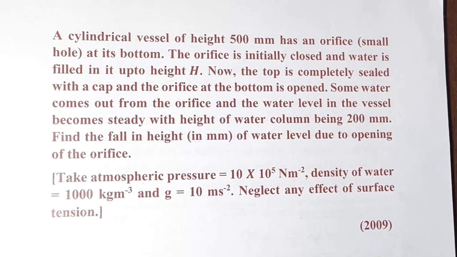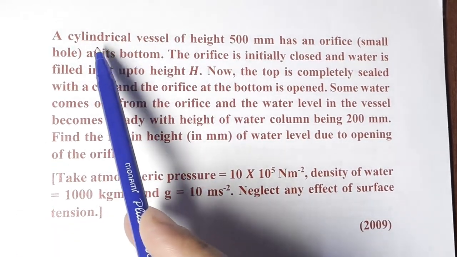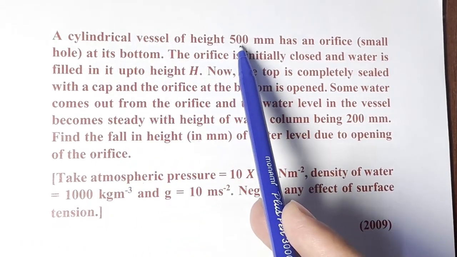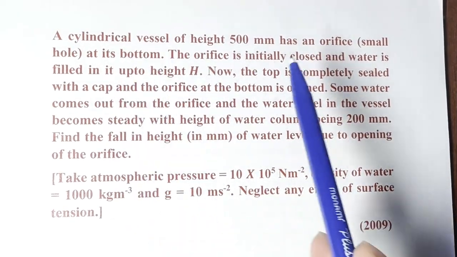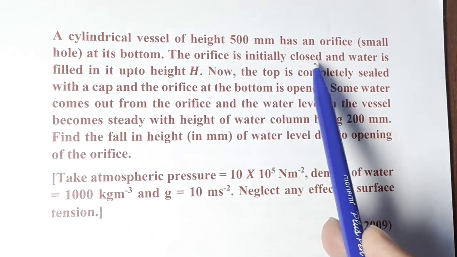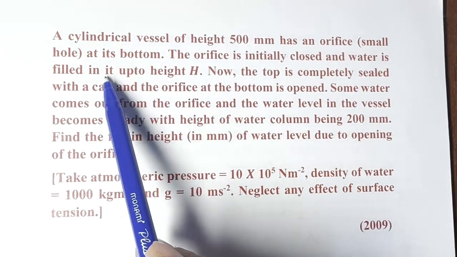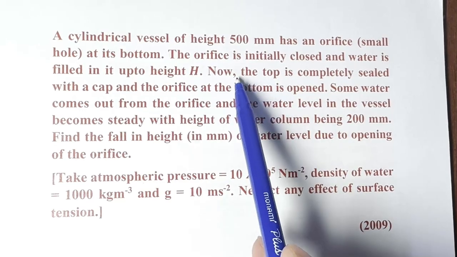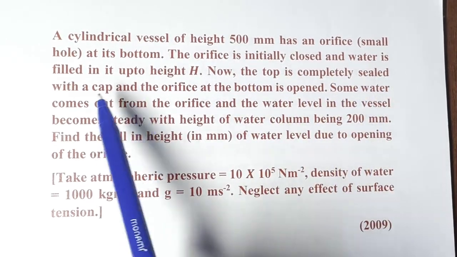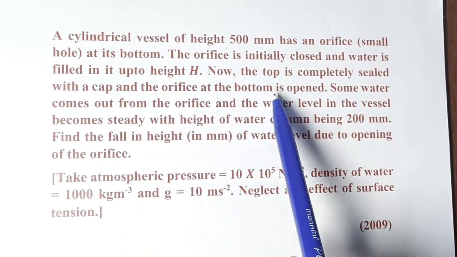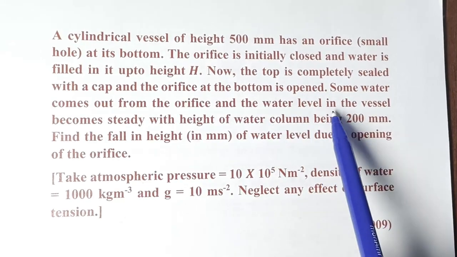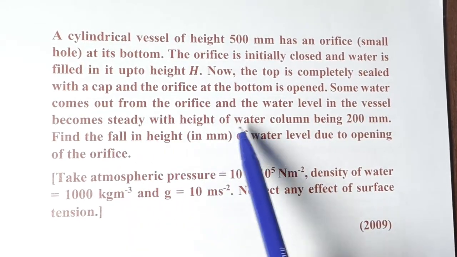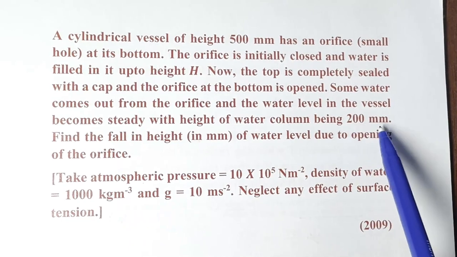Hello friends, today's question. A cylindrical vessel of height 500 mm has an orifice at its bottom. The orifice is initially closed and the water is filled in it up to height h. Now the top is completely sealed with a cap and the orifice at the bottom is open. Some water comes out from the orifice and the water level in the vessel becomes steady with the height of water column being 200 mm.